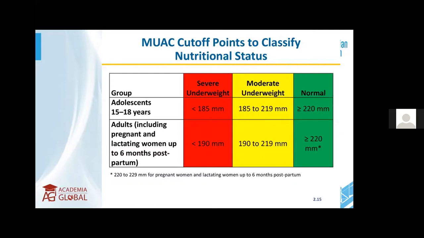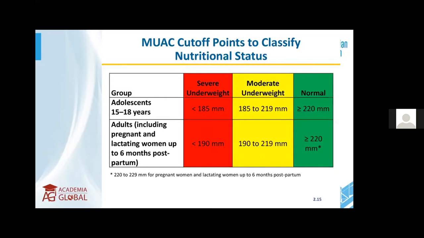For the adolescents, that is people who are 15 to 18 years, severe malnutrition or severe underweight, their measurements will be below 18.5 centimeters, color-coded red. For moderate malnutrition, it will be between 18.5 to 21.9. That means there is moderate undernutrition. And if there's anything above 22.0 centimeters, it means that they are normal.